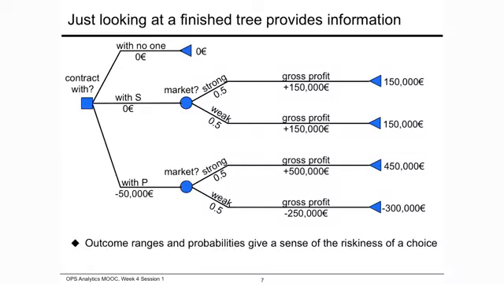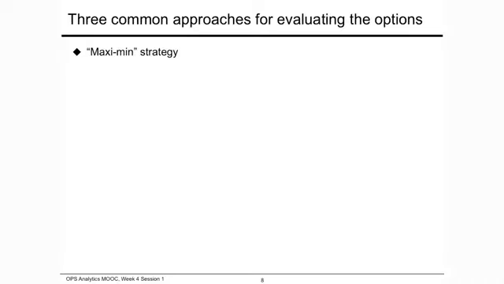But that's just looking at a small decision tree. It turns out that there are systematic ways of evaluating the risks of decisions and the rewards from decisions, and that's what we're going to turn to next. There are 3 common approaches for evaluating these options, and they bound the risk posture of the decision maker. First, there's the maxi-min strategy. What's that? That chooses the action that always maximizes the minimum outcome. By maximizing the minimum outcome, the decision maker is minimizing his or her losses. So that's a risk-averse strategy.